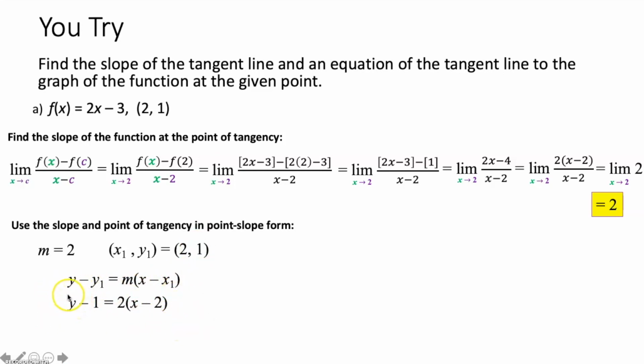It's just in point slope form. But if you wanted to put it in slope-intercept form, we just distribute the 2 to the x and the negative 2, add 1 to both sides, and we get y is equal to 2x minus 3. That is the equation of the line tangent to this curve at this given point.